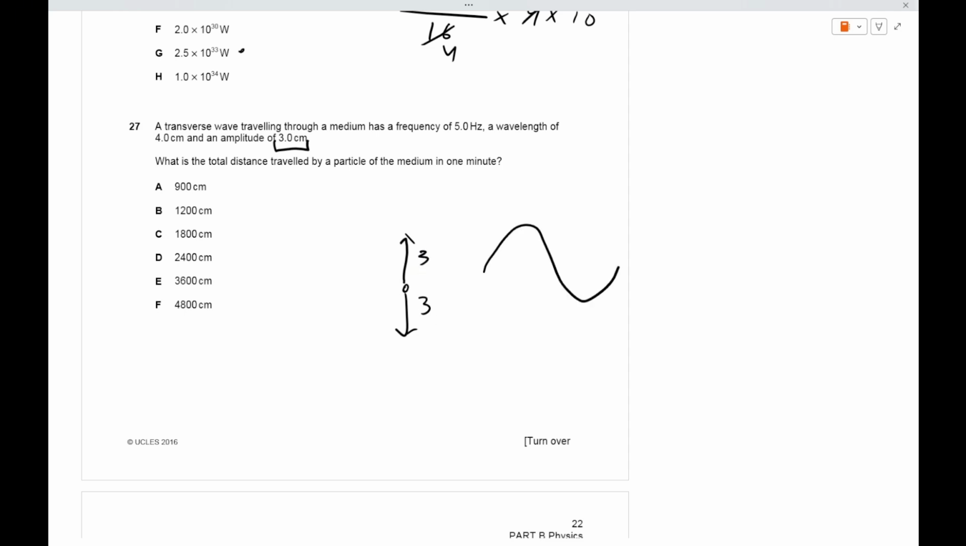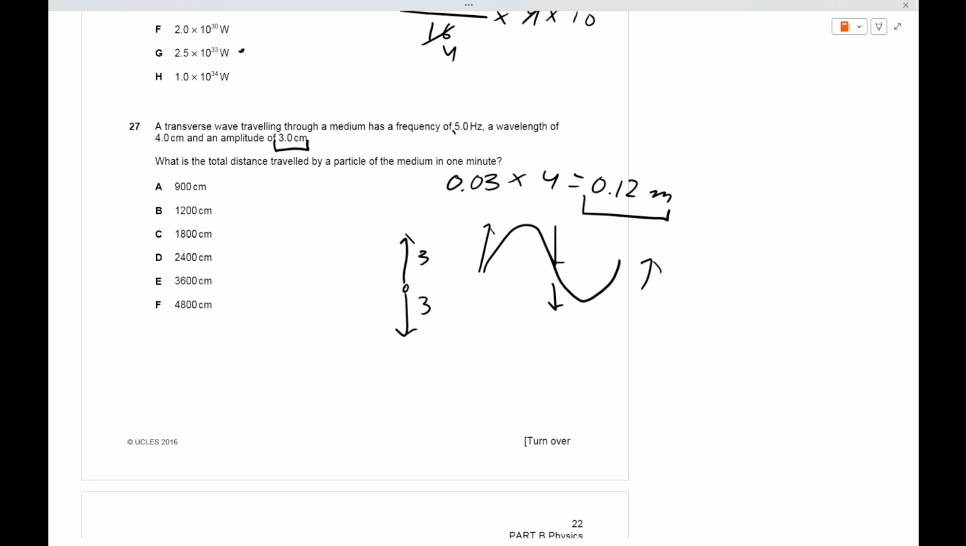This is a full oscillation of a transverse wave. So it goes up once, and it goes down twice, and then it goes up again. So it does 4 of these. So it's going to be 3 centimeters, which is 0.03 times 4, which is 0.12 meters. This is the distance traveled by the particle in one complete oscillation.